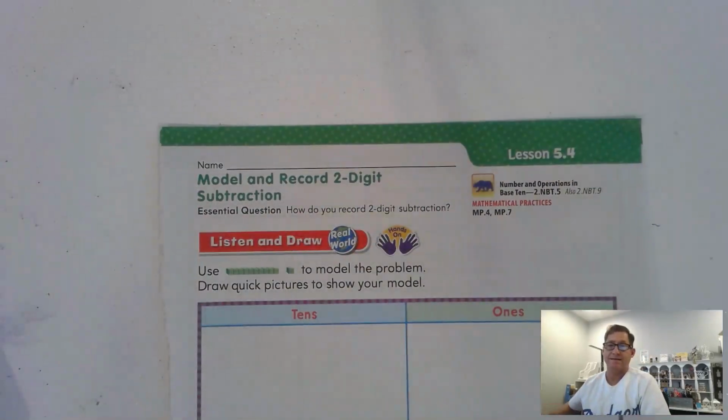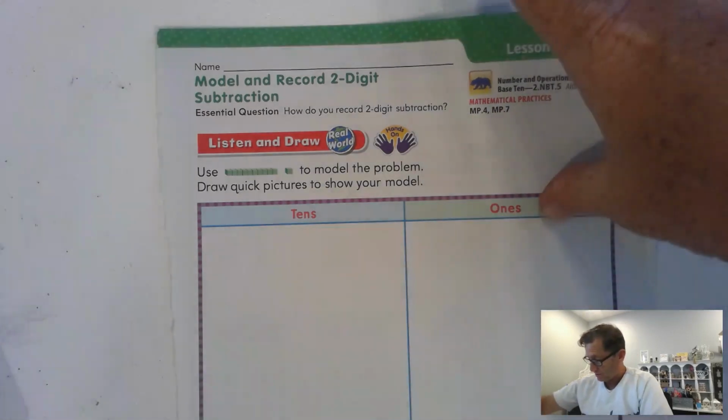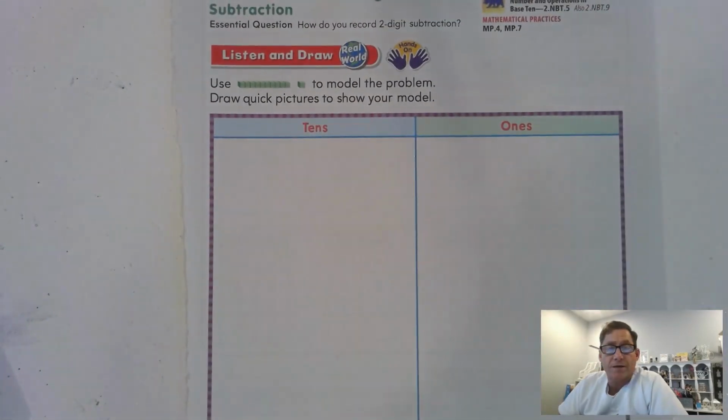All right, in today's lesson, lesson 5.4, our concept is to model and record two-digit subtraction. This is exactly what we talked about in lesson 5.3. So we're just continuing practicing this. So here's the problem. I want you to draw the quick picture to model the problem and to find the difference in the question that I read you. Pause the video at the end of the question and then restart the video when you found your answer.